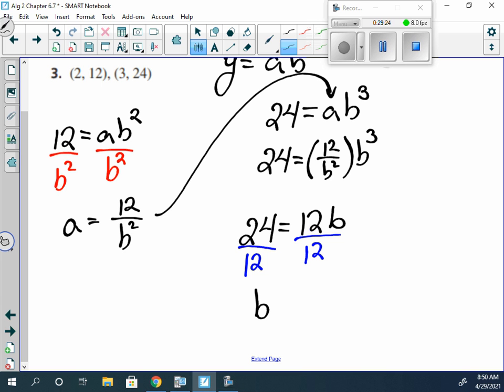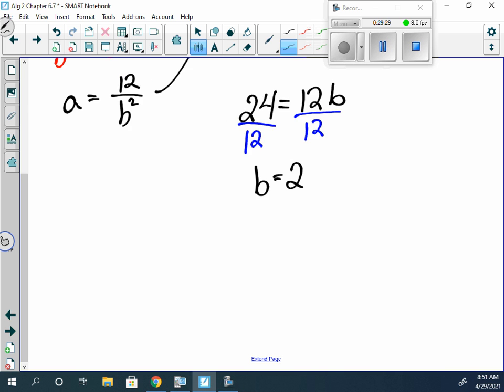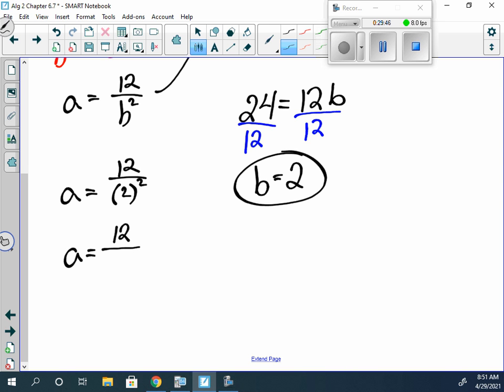Divide both sides by 12, and we find out the value of b is 2. Plug it back in to find the value of a, so a is equal to 12 over 2 squared. What is 2 squared? So the value of a is 3. The value of a would be 3. Any questions on how we found the values of a and b?